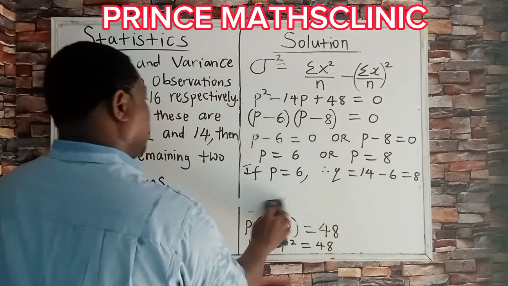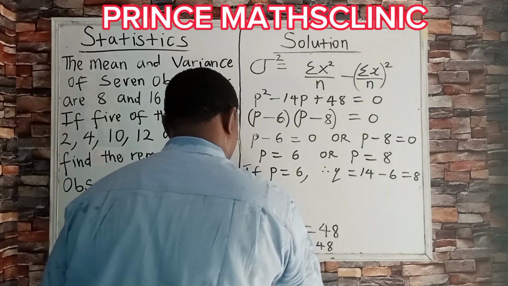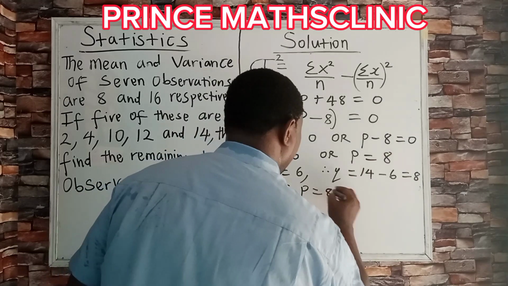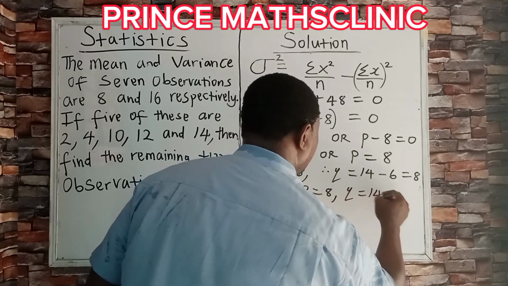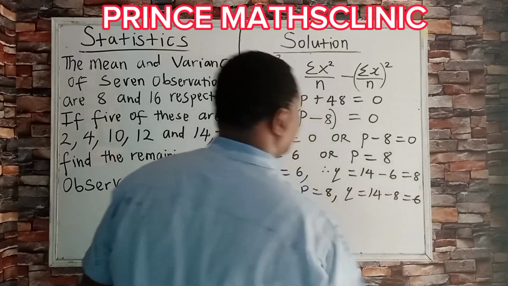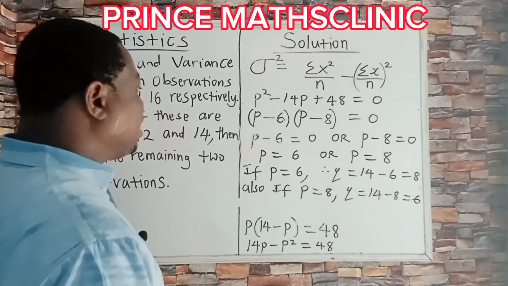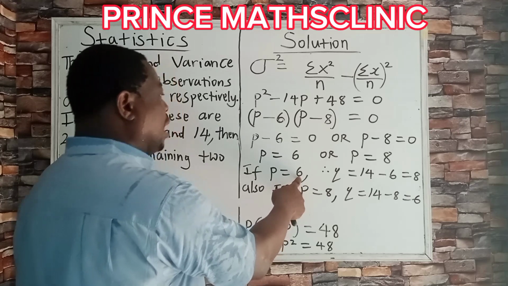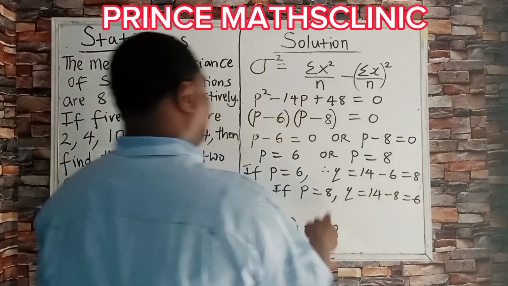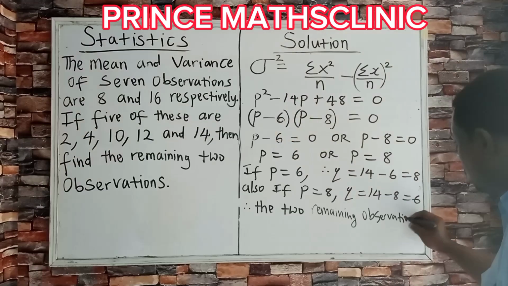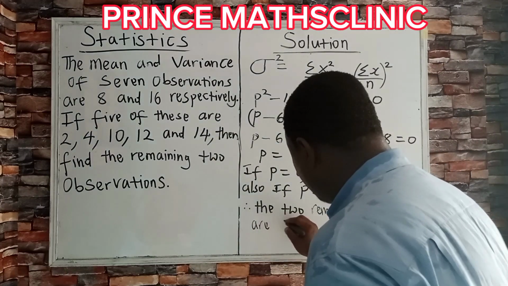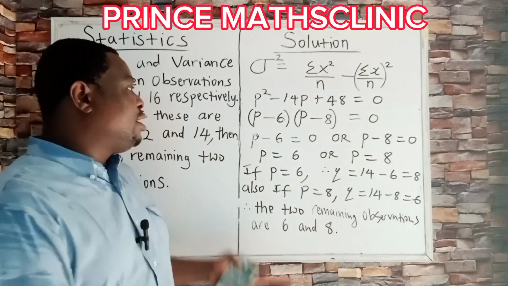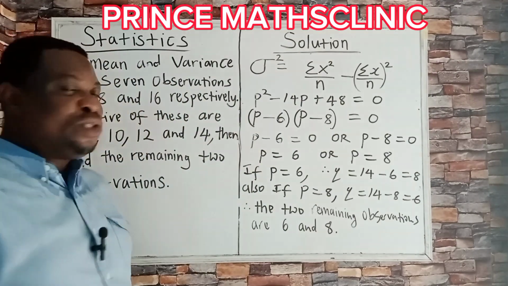Also, if p is equal to 8, it means that our q will be 14 minus 8, which will be what? 6. So you can see that the values are alternating. When p is 6, our q is 8. And when p is 8, our q is 6. 6 and 8. So here is the solution to this question.